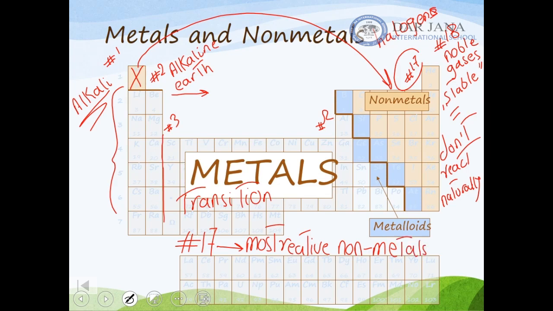Okay, and the reason is because they gain only one electron. So let me explain. It's easier for them to acquire only one electron. It's easier to acquire one electron than to acquire 2 or 3 electrons. So elements belonging to group number 17 are the most reactive non-metallic elements.